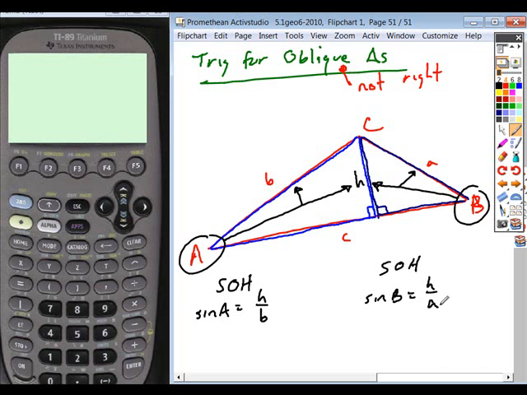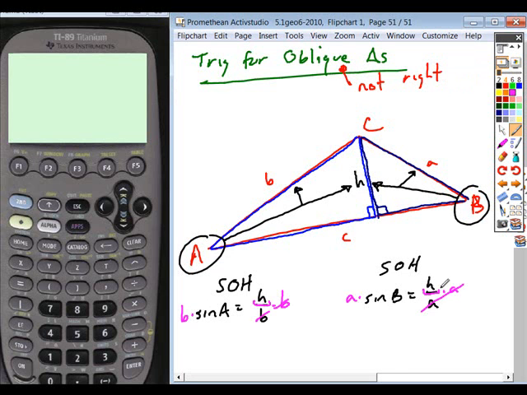Well, when we look at these two equations, what do they have in common? They both have h in common. So let's solve each of them for h. On this first one, if we multiply both sides by b, we can isolate our h. And in this second one, if we multiply both sides by a, again, we can isolate our h. So we have two different values for h.